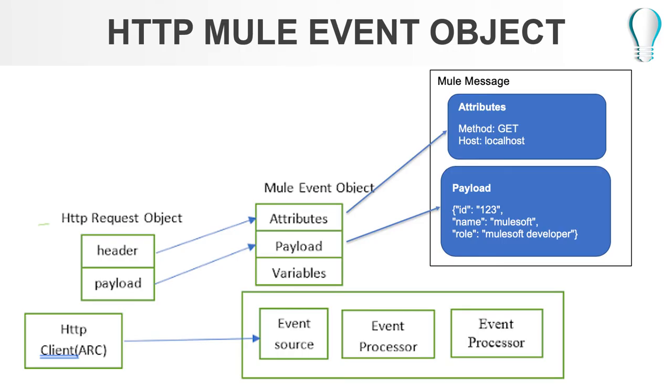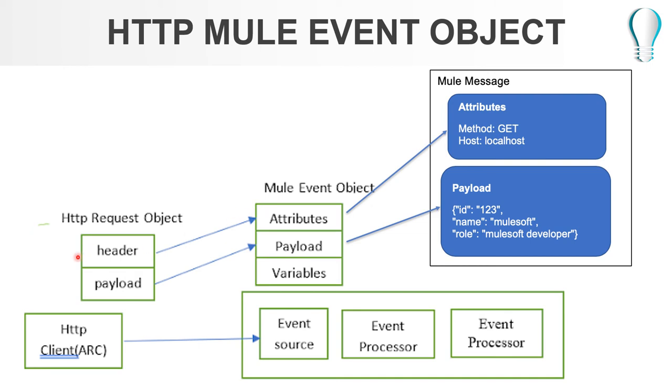We had discussed the Mule event object. Now let's discuss more about the HTTP Mule event object. So in the HTTP Mule event object, you must be using Postman or SOAP or HTTP client ARC maybe to trigger your flow. When the event source receives that request, it processes it as discussed earlier. But in this case, if you see the HTTP request object, it has header and payload. In this Mule event object, you do not have variables. In attributes, you can have all the method, host details, query parameters, URL parameters. And in payload, you can actually have your data which needs to be processed.